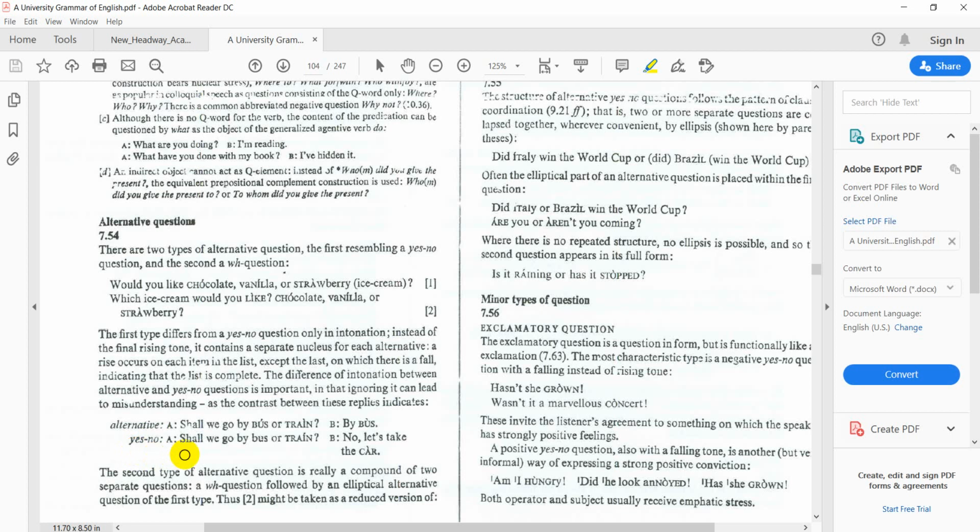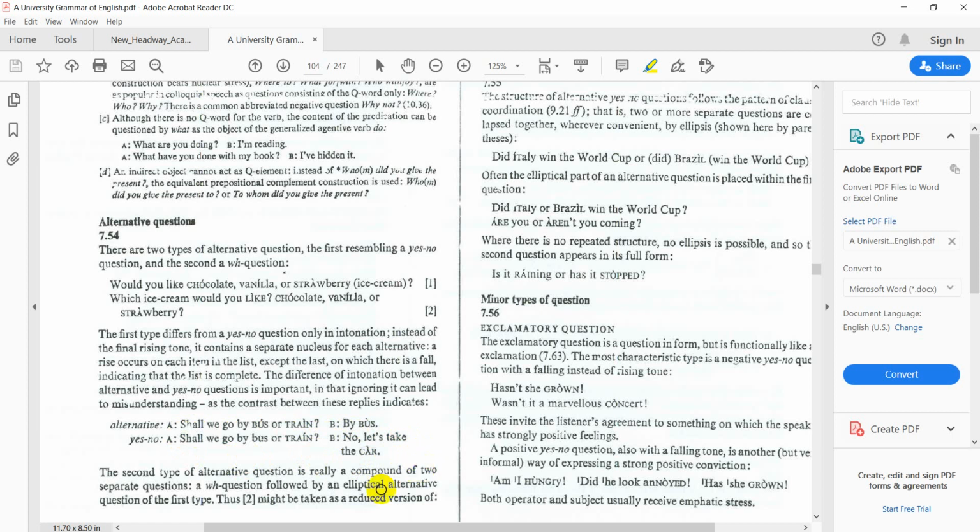See, yes-no question. Shall we go by bus or train? There is no intonation here, and there is rising intonation in the last word. So the reply will be no, let's take the car. So it is a yes-no question. Even the choice is not found in the question. You can answer yes, no, and choose whatever reply you like.